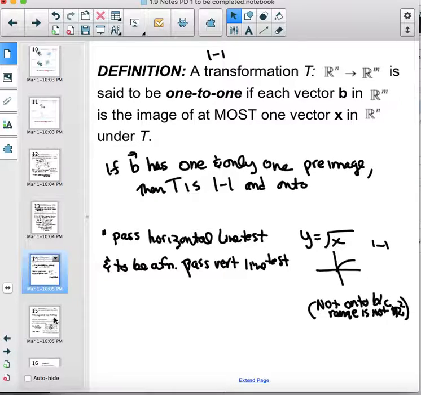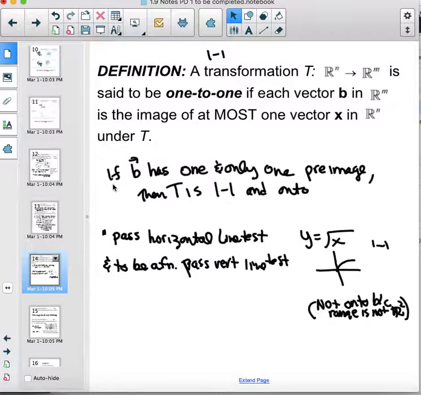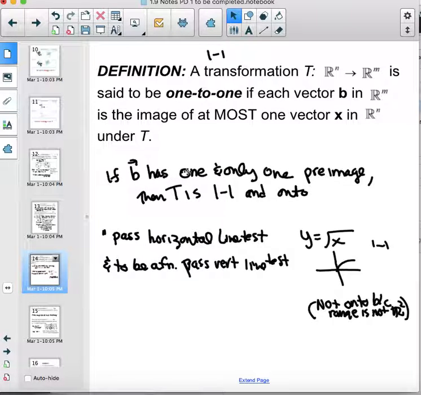Let's look at one-to-one. A transformation T from Rn to Rm, domain to codomain, is said to be one-to-one. You can also do this symbol, 1-1, if each vector b in the codomain is the image of at most one vector x in the domain under this transformation. Okay, so this would be the bijection here. If b has one and only one preimage, T is one-to-one and onto.